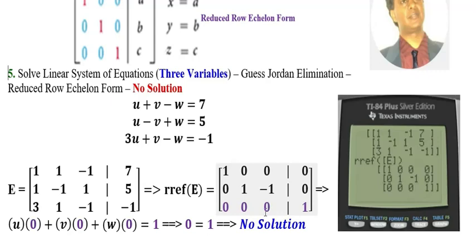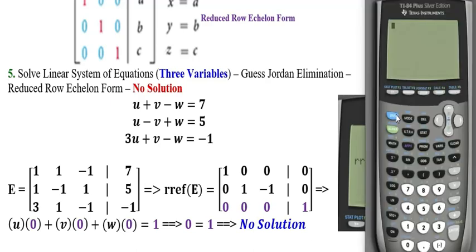So the most important thing to note here is the last row is 0 0 0 1. That means 0 equals a constant, which is no solution. That is u times 0 plus v times 0 plus w times 0 equals 1. That is 0 equals 1. That means no solution. And here is the matrix E: 1 1 3, 1 minus 1 1, minus 1 1 minus 1, 7 5 minus 1. When we do RREF we have 1 0 0, 0 1 0, 0 minus 1 0, 0 0 1.